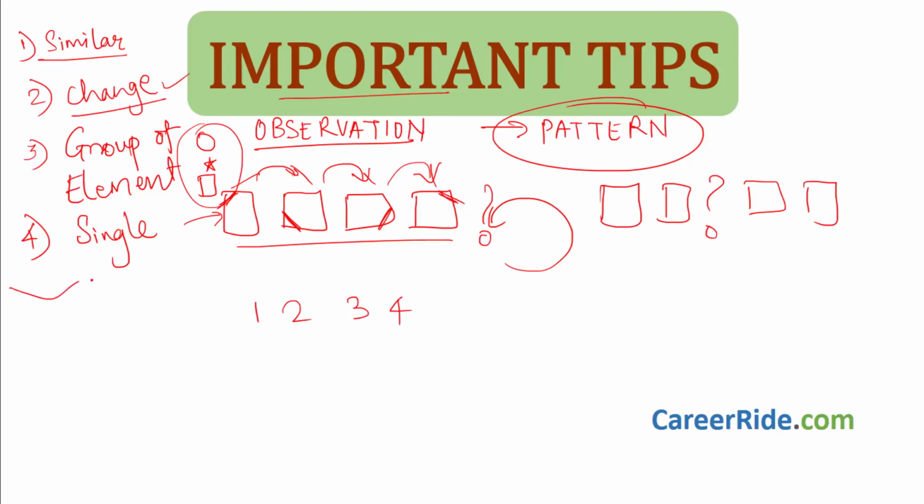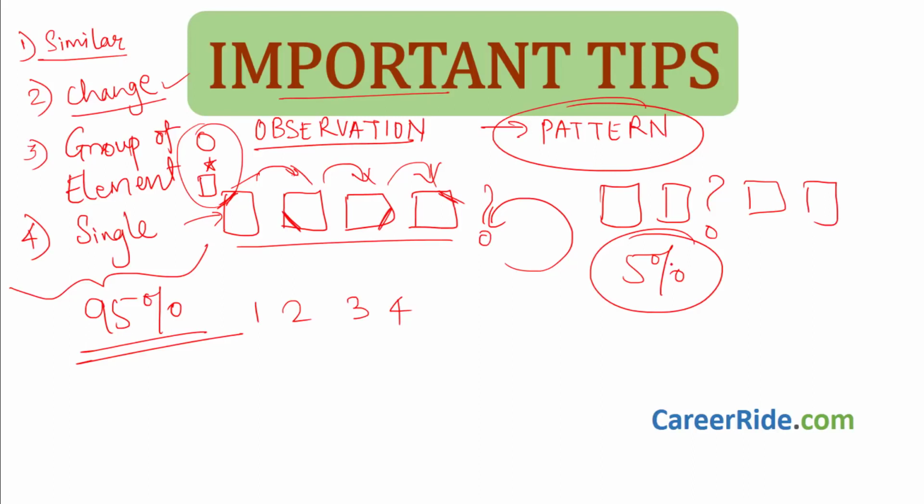Now if nothing works, then please remember this very importantly. With all these ways, 95% of sums related to non-verbal analogy can be solved. For the remaining 5%, please remember that they are not out of the box or very difficult. They are nothing but a combination of a few types of analogy sums. We'll see what the types are.